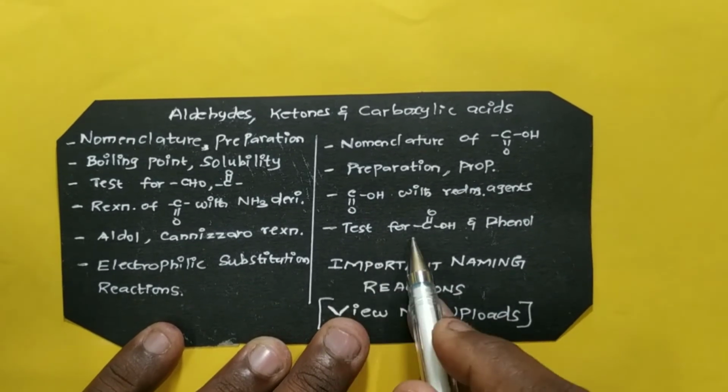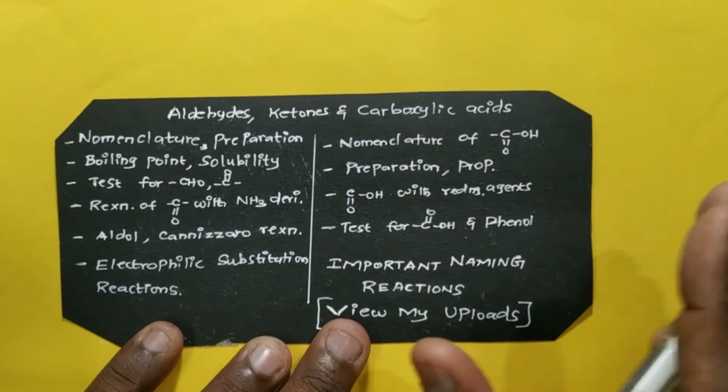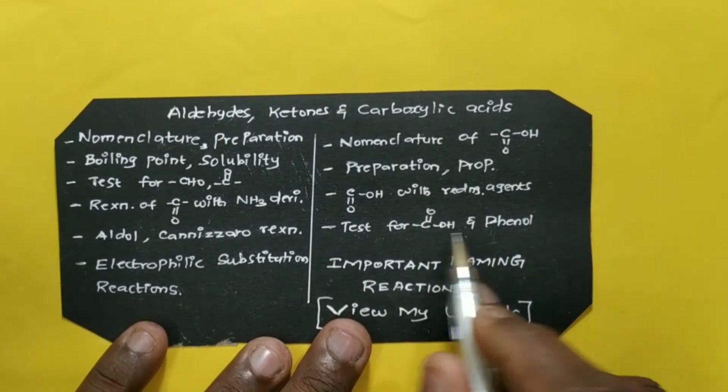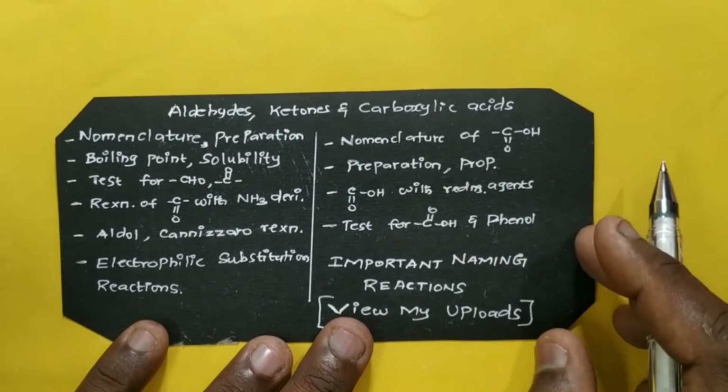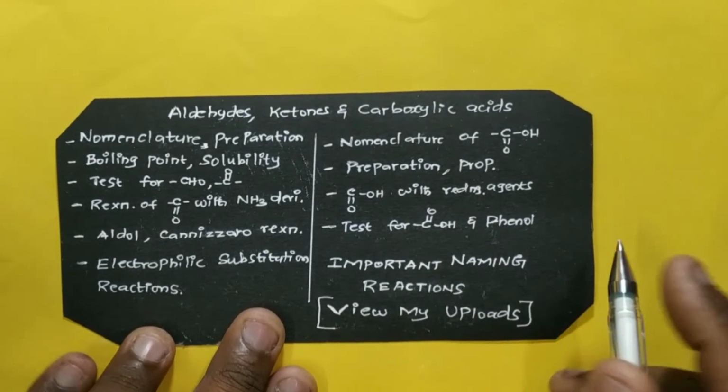Here, tests for carboxylic acid and phenol: how to distinguish carboxylic acid and phenol, since both are acidic. How will you distinguish between these two? That kind of questions will be asked in this chapter on aldehydes, ketones and carboxylic acids.